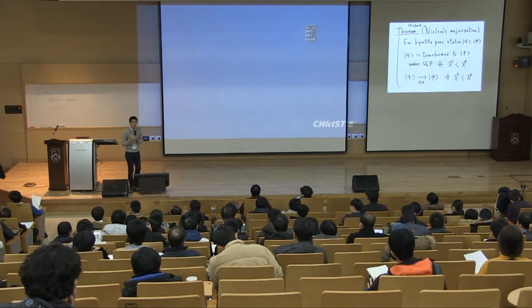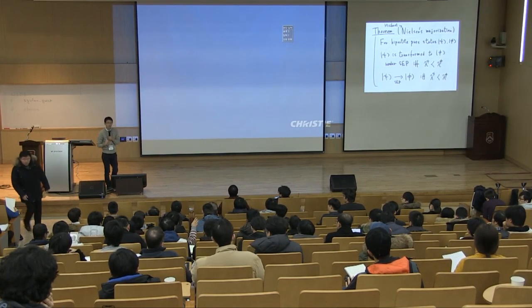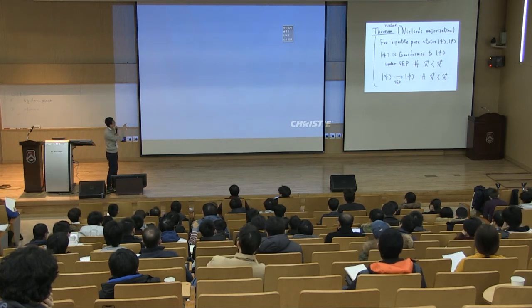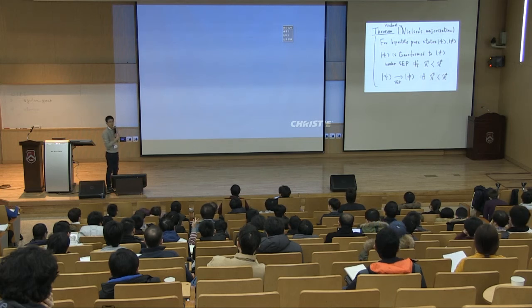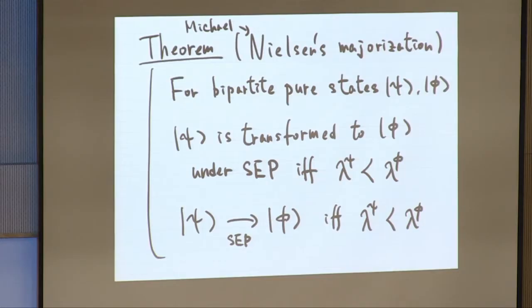Sorry, speak up, please. The map is reversible, yes? Yeah, in that case, lambda phi is majorized by lambda psi. That means a reversible process. But in that case, the two vectors are the same, up to permutation. So this is one of the most beautiful results known in quantum information theory.